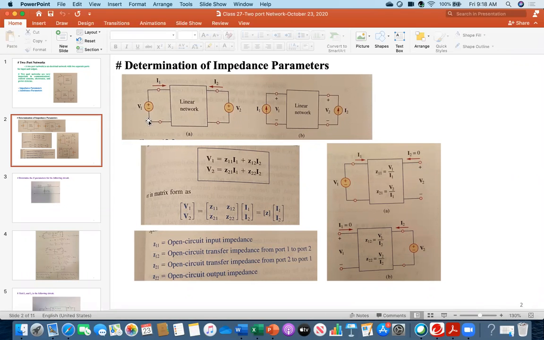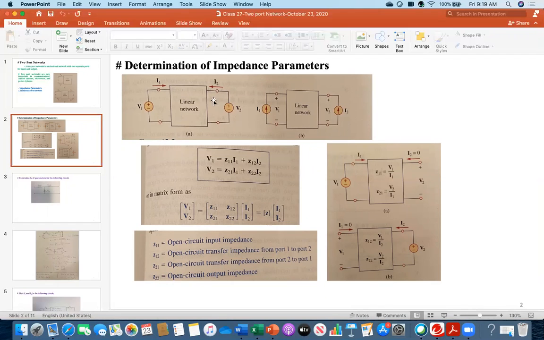There is a voltage source here, a voltage source on the second port, and current I1 is entering here, current I2 is entering here. Or there could be a current source here and a current source here, so accordingly there is voltage here and voltage here. So the network could be this structure or this structure. Whatever it is, first let's have a look at how we can determine the impedance parameters.